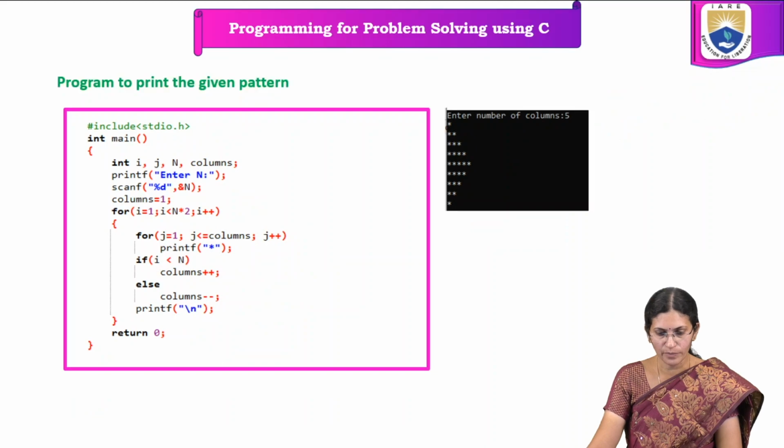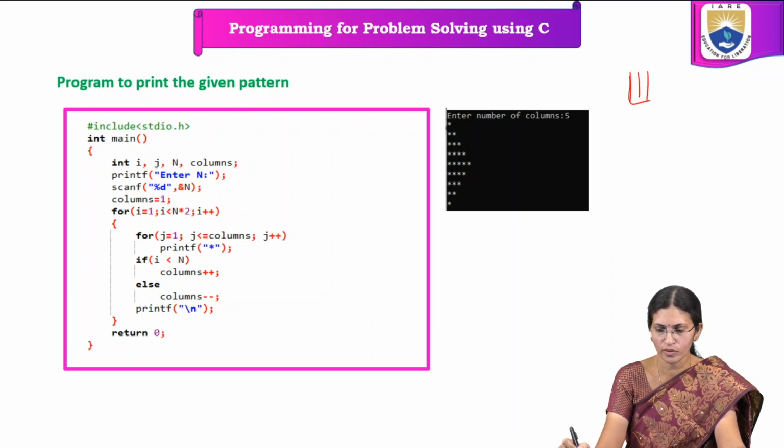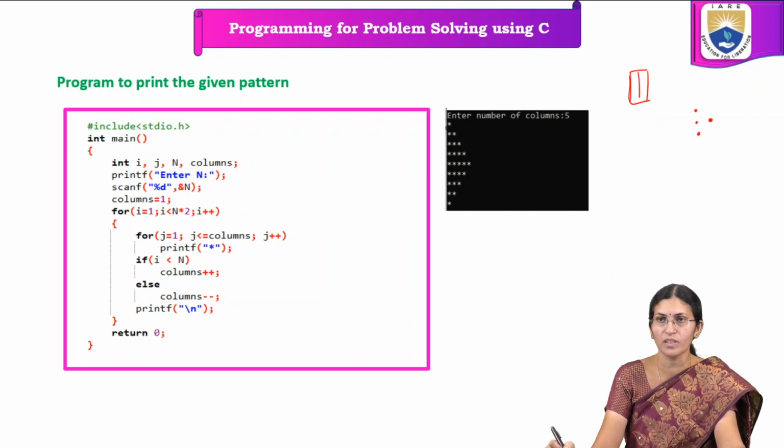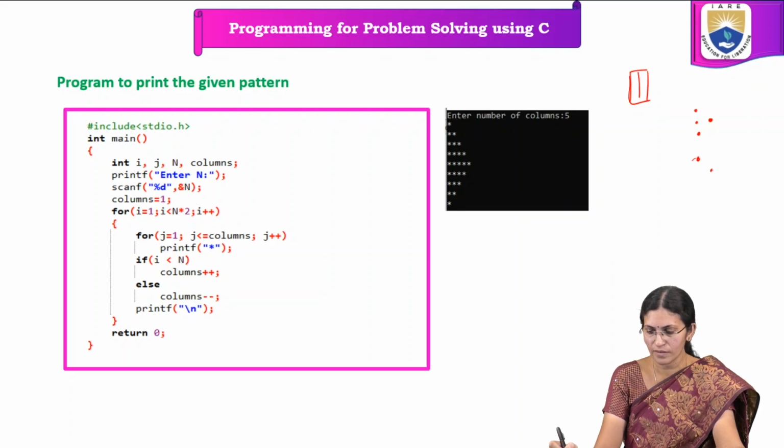Now let us see another pattern. So this is another pattern. Here if the user specifies the number of columns as 3, so 1, 2 and 3, this is the pattern which you are going to get. If the number of columns is 1, this is the pattern. If the number of columns is 2, then this is the pattern you are going to get. If the number of columns is 3, then this is the pattern you are going to get. So 1, 2, 3, 4.